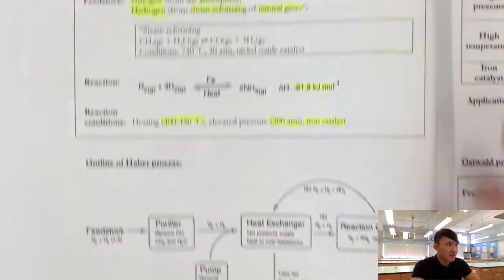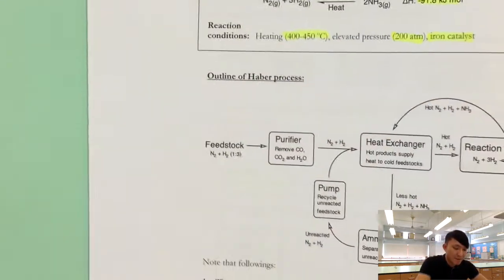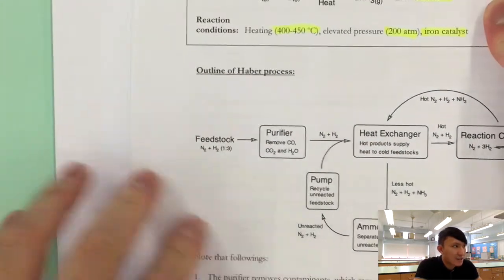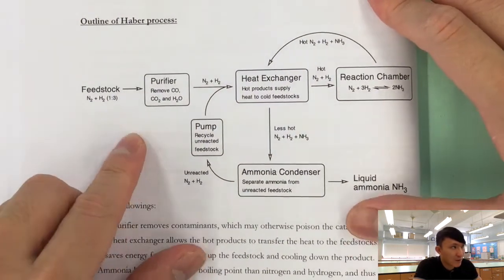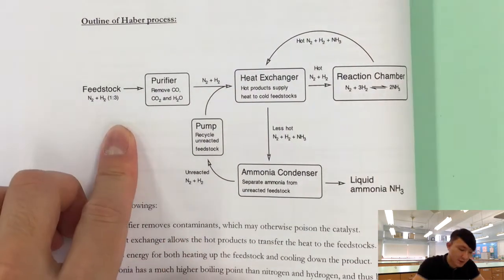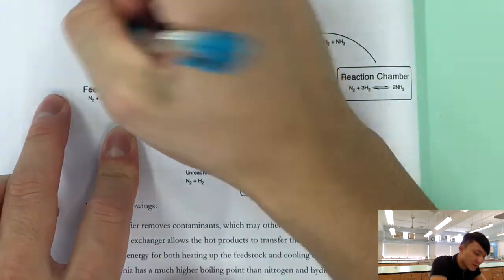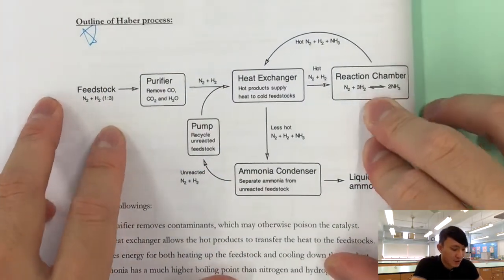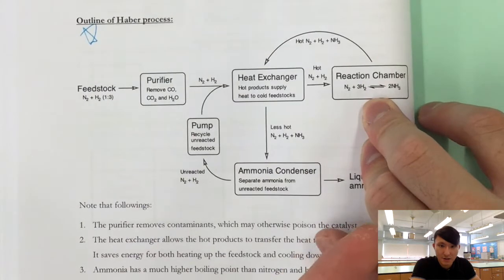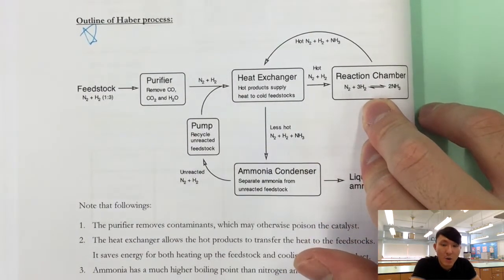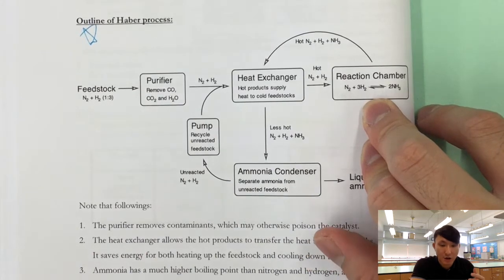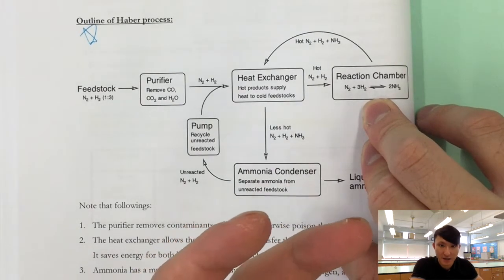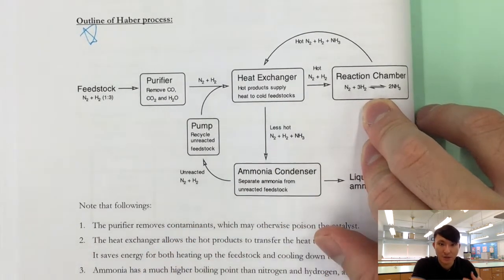Now down here, this diagram outlines the actual industrial process of the Haber process. Now this is very important. You need to know the process. You also need to know the purpose of each step. And you also have to appreciate the design. Okay, explain the purpose of such a design.